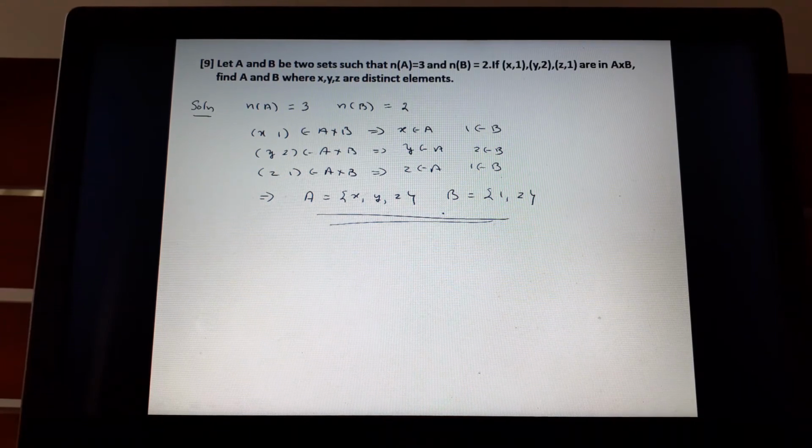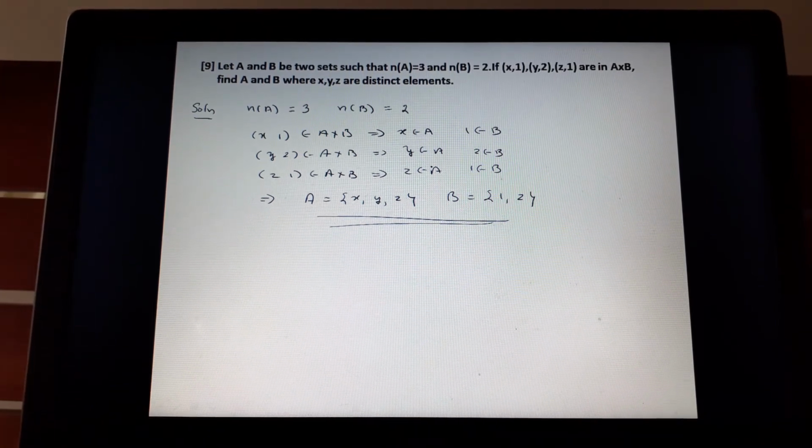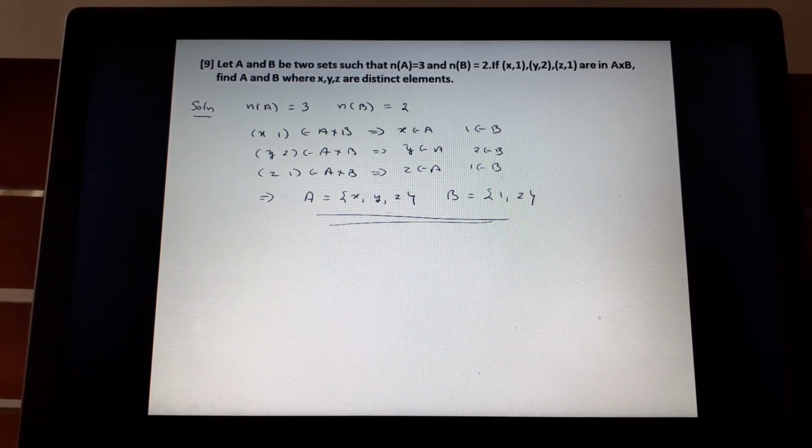See, this is a question to test your knowledge. Here, only 3 elements are given. The elements are given in such a way that you must be able to find exactly how many elements are there in A, and how many elements are in B. So this is a very good question to test your understanding, test your intelligence.